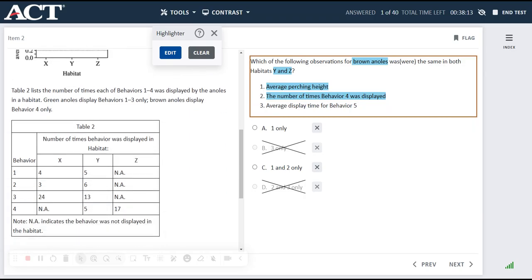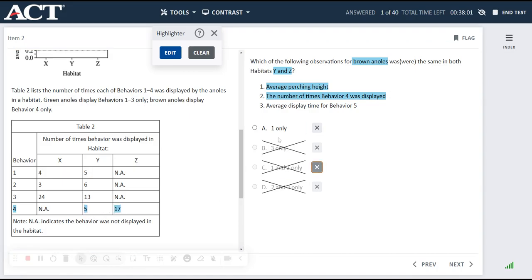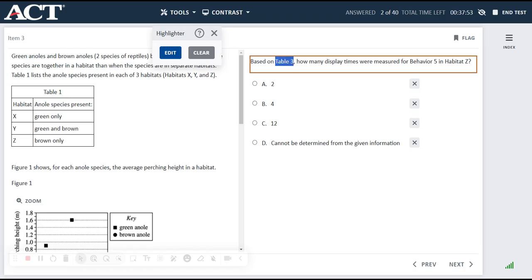The number of times behavior 4 was displayed. So behavior 4 is here, and habitat Y and Z, 5 versus 17. Those are not the same. 5 versus 17, not the same. So not 1 and 2, so 1 only. And then based on table 3, this is question number 3.